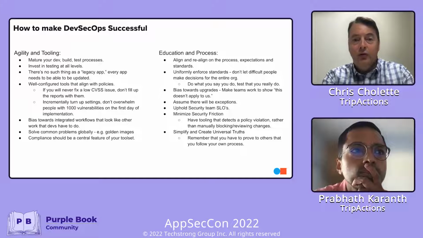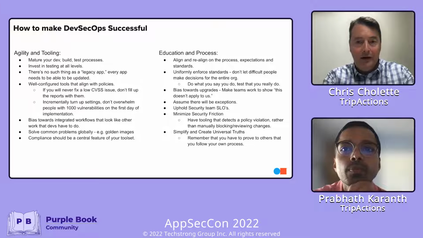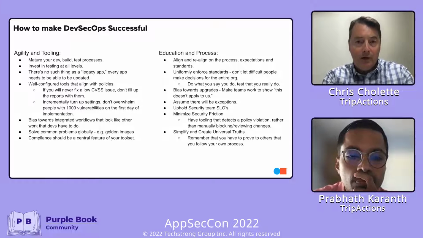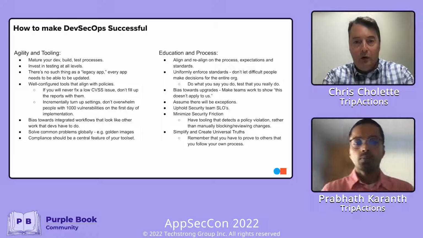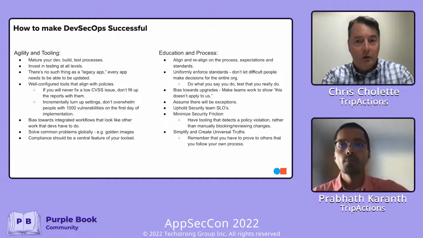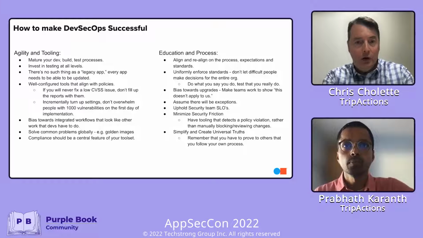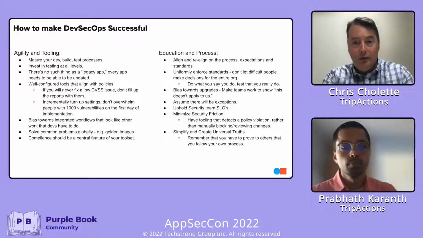Then finally, well-configured tools that align with policies, right? Too many times I see tools that are implemented and, oh my God, we have 1,400 vulnerabilities. And that 1,400 vulnerabilities is just incomprehensible for most people, right? It's hard to figure out where to begin. So, start with the most critical, and incrementally turn up the settings once you understand the governance process and things like that.